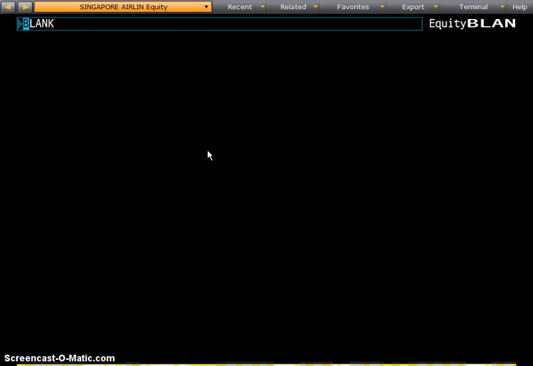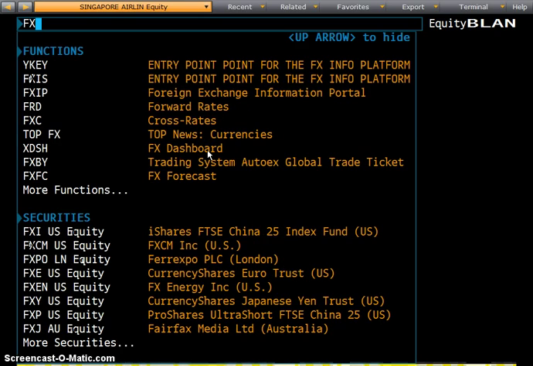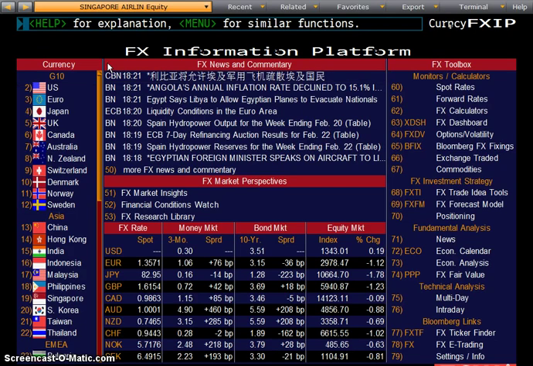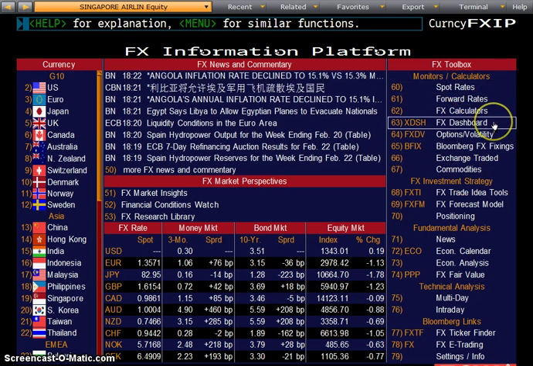So the first thing is FX, foreign currencies. FXIP is the usual screen. It's called Foreign Exchange Information Portal. If you click onto it, it gives you all the basic salient information: currency, the G10, the Asian, and also the foreign currency rates, the money market rate, bond market rate, equity. It also gives you some FX news as well. So this is a very useful screen. It leads you to other areas. You can click here and go to spot rates, FX calculator, and dashboards as well.